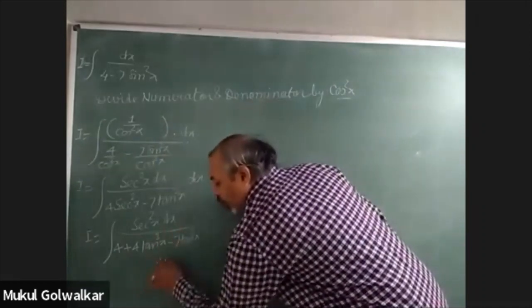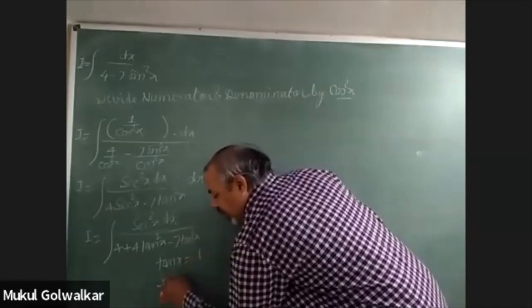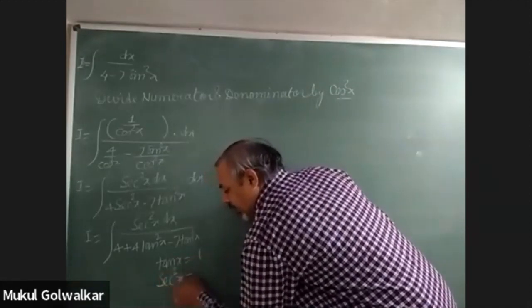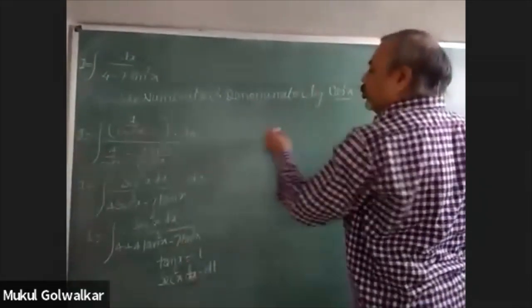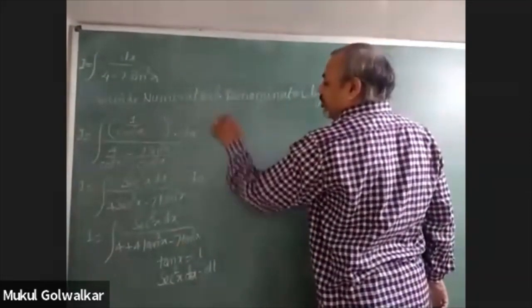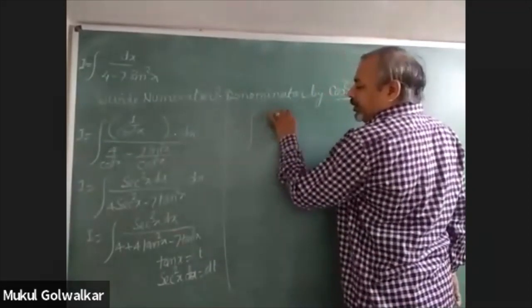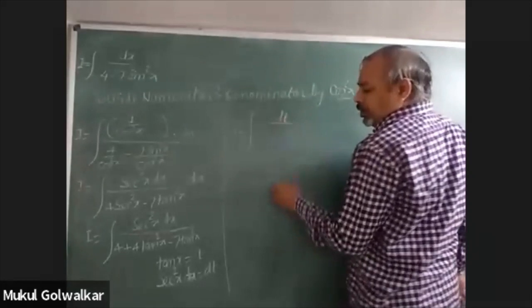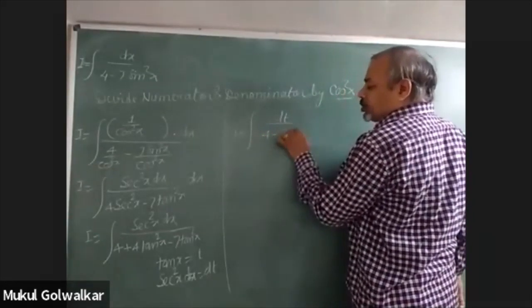Okay, and then we follow the substitution tan x is equal to t. So when we differentiate tan x is equal to t, the sec square x into dx will become dt. So the numerator will be equal to dt divided by 4 minus 3t square.